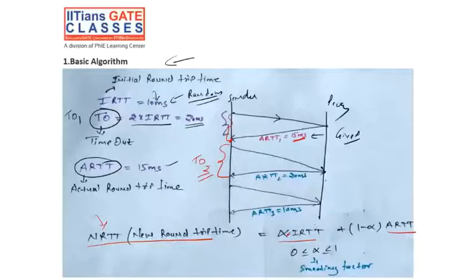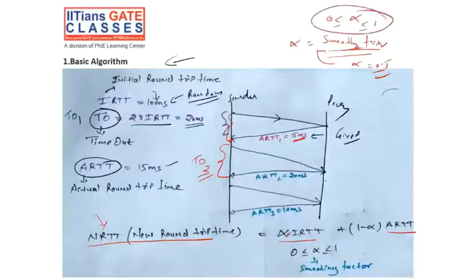Alpha is your smoothing factor, and this value is also given in the question. Let's say alpha is 0.5, some value in the range 0 to 1. Whatever the initial round trip time plus the actual round trip time, multiplied with the smoothing factor alpha and 1 minus alpha, that will be our next new round trip time. On the basis of the new round trip time, we can calculate the timeout.